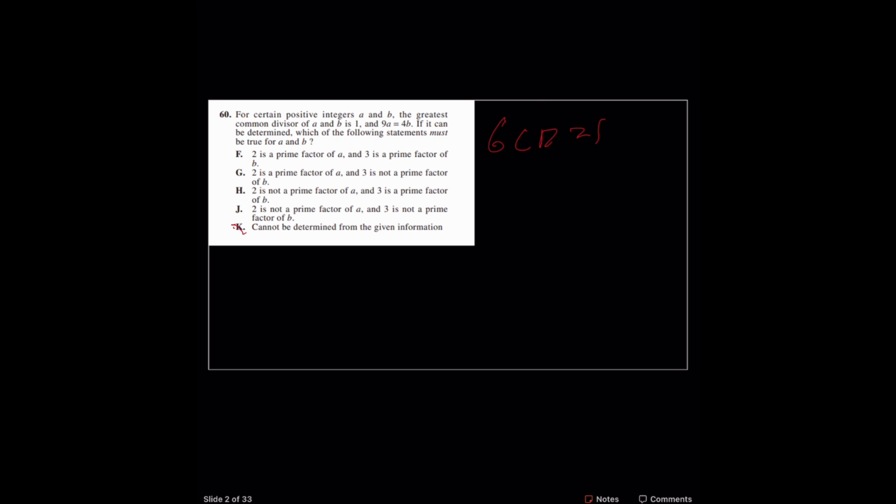But anyways, the greatest common divisor of A and B is 1, and 9A is equal to 4B. If it can be determined, which of the following statements must be true for A and B? Okay, so what is a GCD? That's what I'm going to start off with.